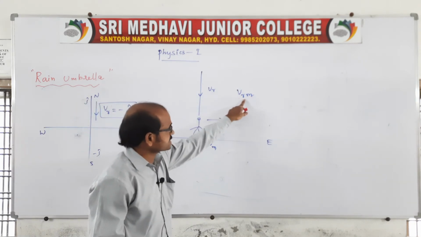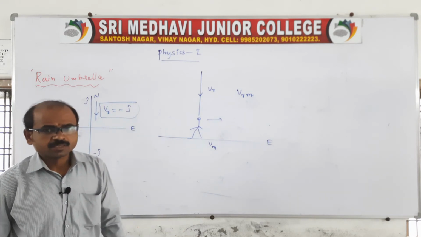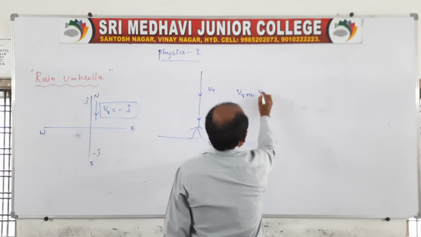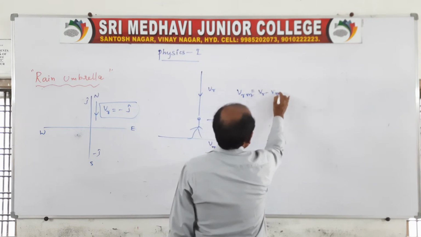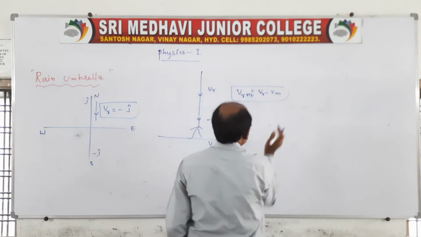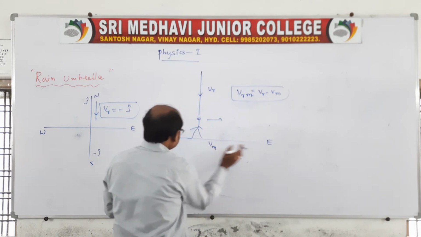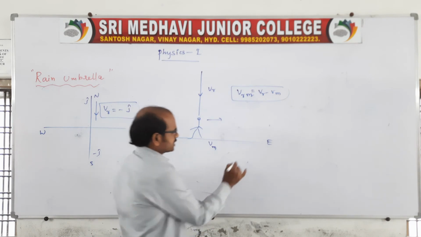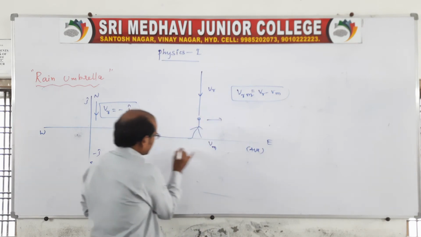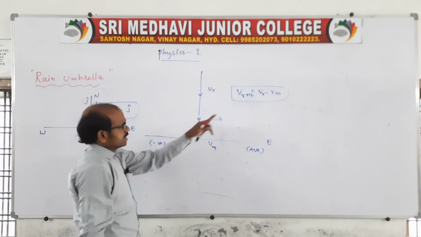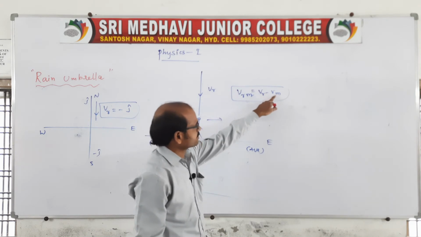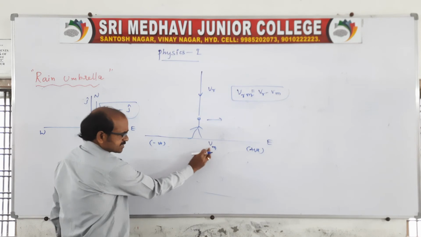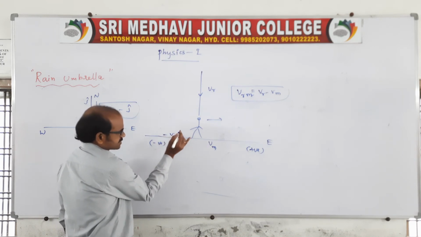Sir, where is it in this diagram? That we have to show here. The velocity of rain with respect to man is equal to Vr minus Vm. Look here, Vr minus Vm. This is positive x and this is negative x. So here, minus Vm is there, which means the direction opposite to the man's motion, like this.